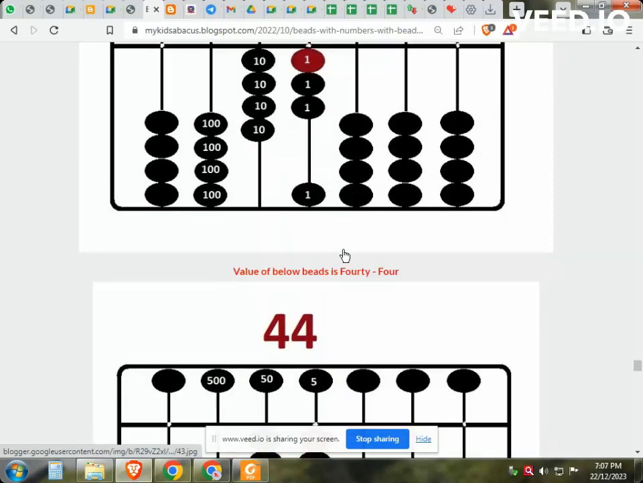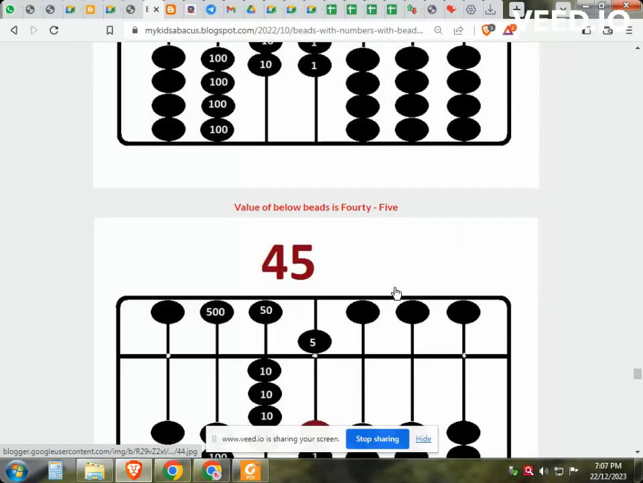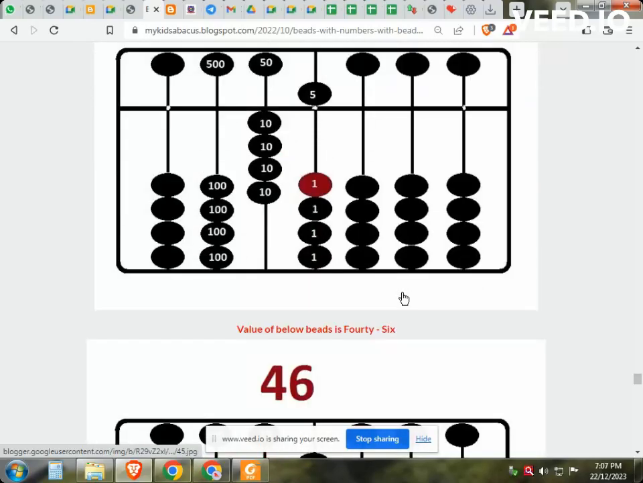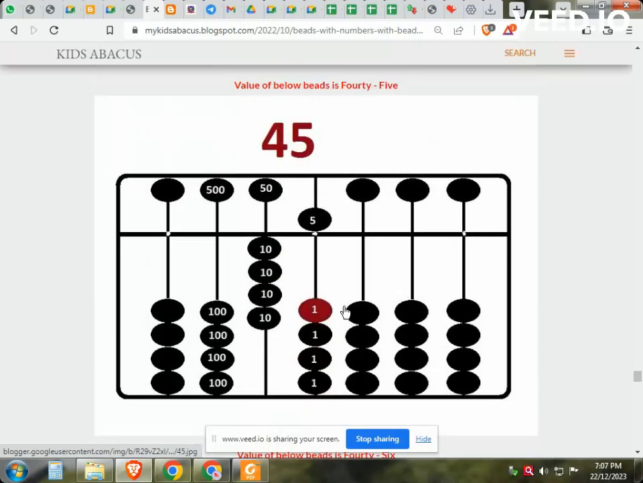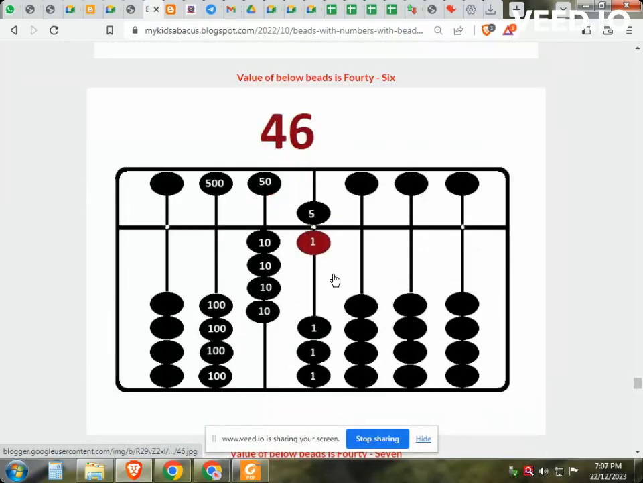43. We added 44 like this. For 4 beads in tens place and 4 beads in units place, we have to add together. This is 44. We added 45 like this. In tens place we have to add 4 lower beads and in units place we have to add 1 upper bead. This is 45. This is 46. We added 46 like this.